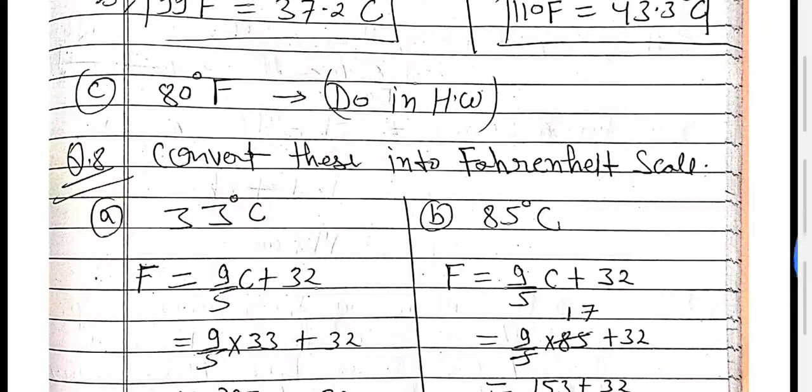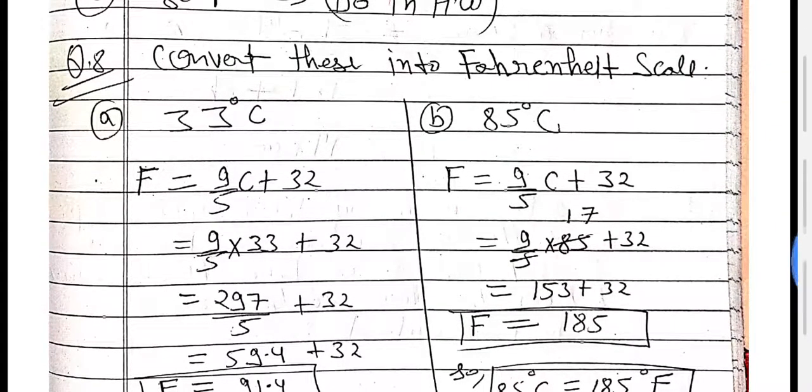Now next one, convert these into the Fahrenheit scale. You have to convert these Celsius values into Fahrenheit. Now write the formula for this. Formula is F is equal to 9 by 5 C plus 32. Just write 9 by 5 multiplied by the value of C, which is 33, and then plus 32. Now multiply 9 by 33, you get 297.